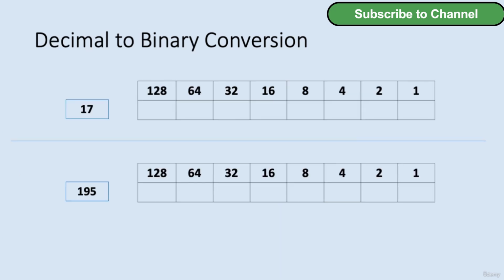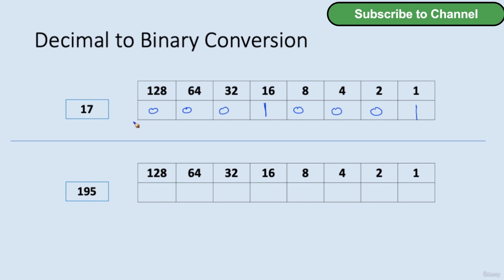Decimal to binary conversion. In this slide, we will convert decimal number 17 into its equivalent binary number. 1, 2, 4, 8, 16, 32, 64 and 128. These are a total of 8 values. These are the place values of each location or each binary position. So to have 17, I should turn on this bit and this bit. The others should be turned off.